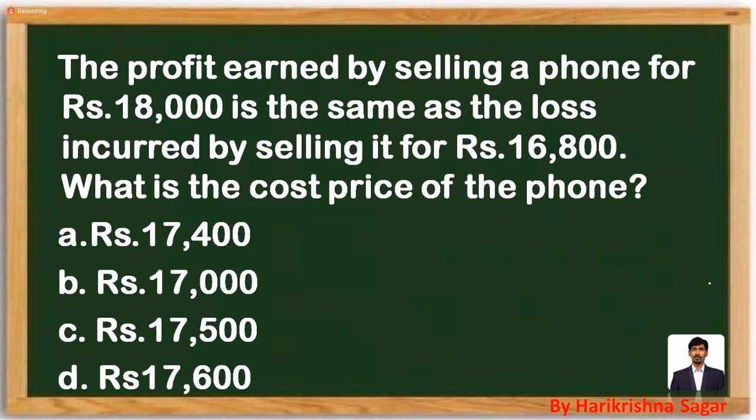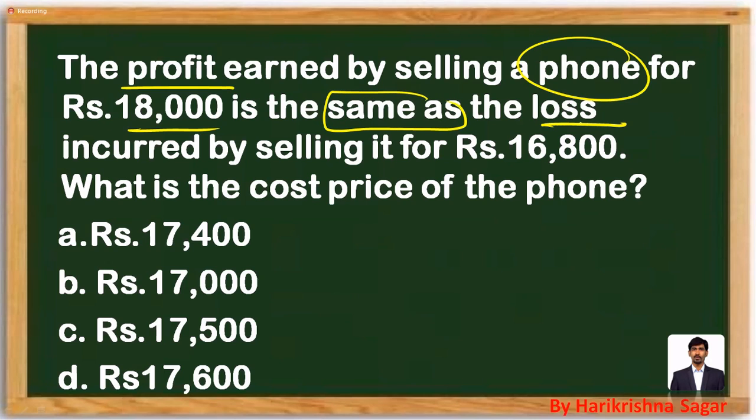What is the question data? Please observe the data once again. The profit earned by selling a phone for 18,000 rupees is same as the loss occurred by selling the phone at 16,800. So he's trying to say that the profit obtained by selling at 18,000 is exactly equal to the loss obtained by selling at 16,800. But he is selling the same phone, right? There is no different article, only a single article, but he is narrating two different scenarios for the same article.